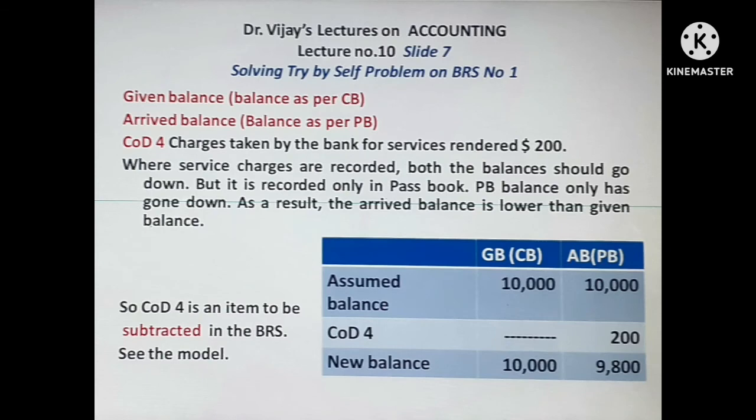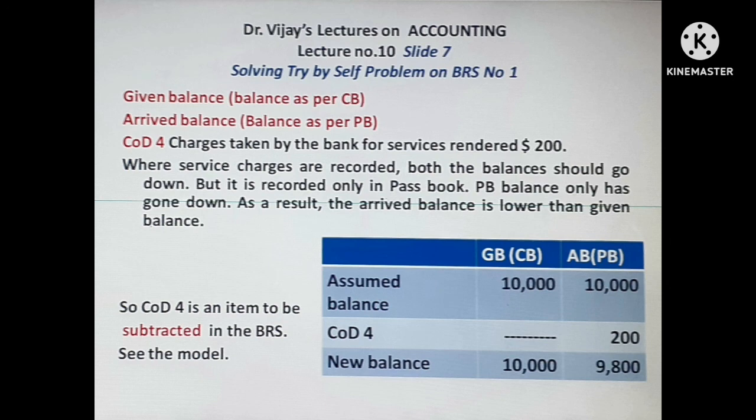Let us go to slide 7. Cost of difference number 4. Given balance is the balance as per cash book. Arrived balance is the balance as per passbook, both favorable. COD 4 is charges taken by the bank for services rendered, $200. It is recorded normally in the passbook, but it is not recorded in the cash book. It is implied. Where the service charges are recorded in both the books, the balance will go down.